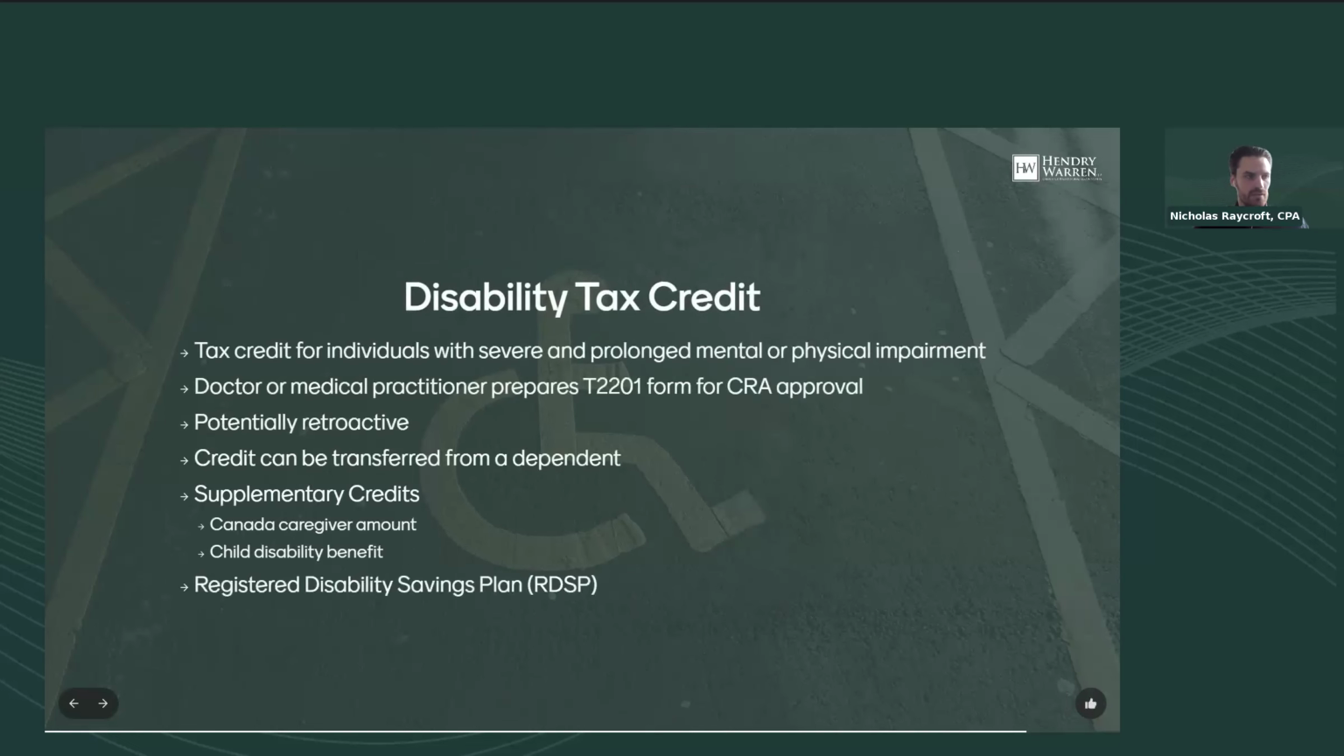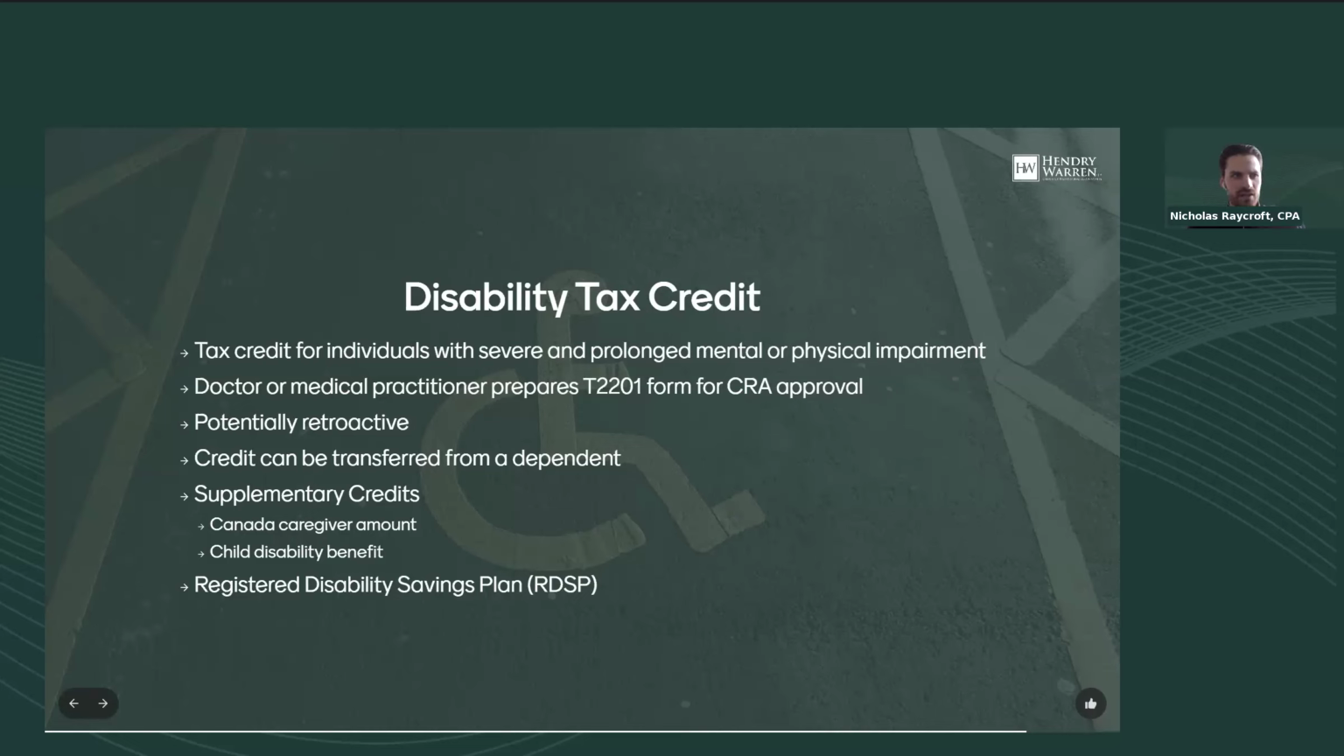The important consideration, as I mentioned, is whether it's severe and prolonged, and so it's assessed on a case-by-case basis. But to apply for the disability tax credit, it requires your doctor or medical practitioner to prepare a form called a T2201. And with that, the doctor would answer a series of questions relating to the individual's impairment. That form would get sent to CRA, and CRA would make a decision as to whether the individual would be eligible for the disability tax credit.